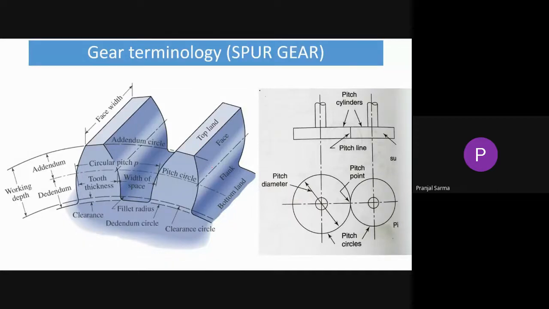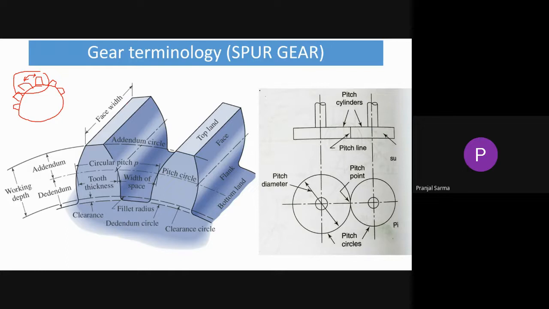Now we'll discuss the different gear terminologies, the terms that are involved with gears. For showing all the terminologies, we are considering a spur gear as the reference. We are not drawing the whole spur gear showing all the teeth depending on the number of teeth, but by considering two teeth, we'll be able to show all the related terminologies associated with that.